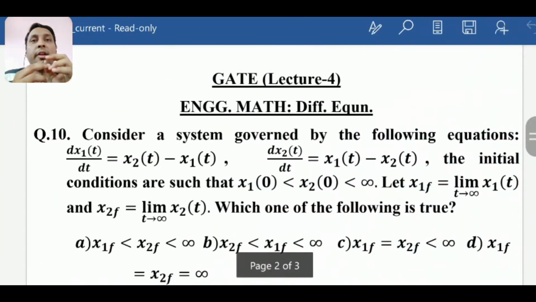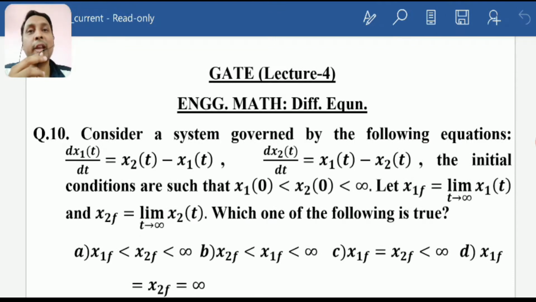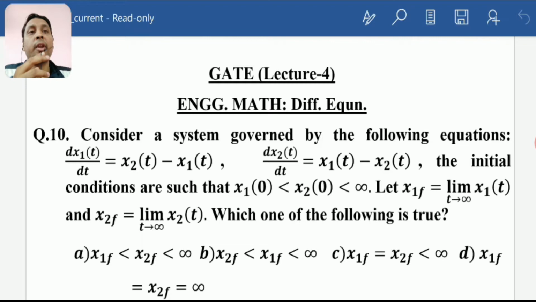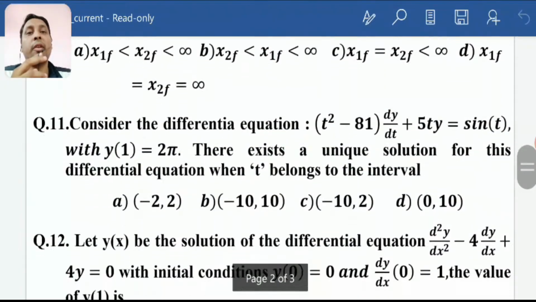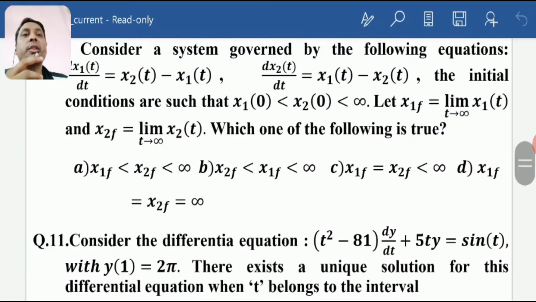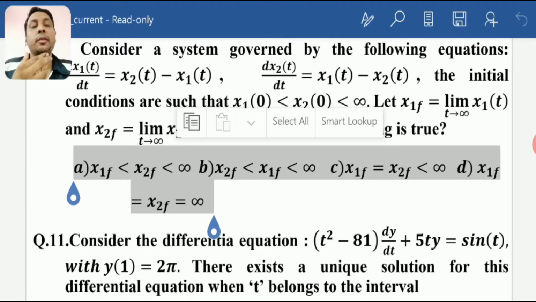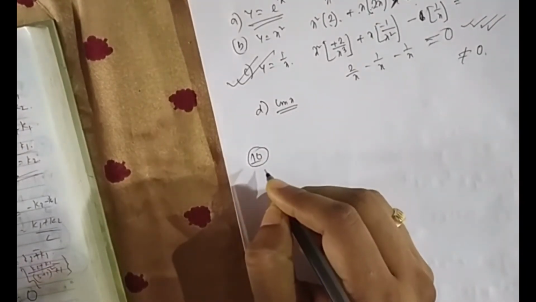Okay students, welcome you all once again to lecture 4 of this engineering math differential equation series. Today again I have taken 3 questions, question number 10, 11 and 12. Some differential equations, two variable, multivariables are there. So okay, then let's start. Let's start from question number 10.